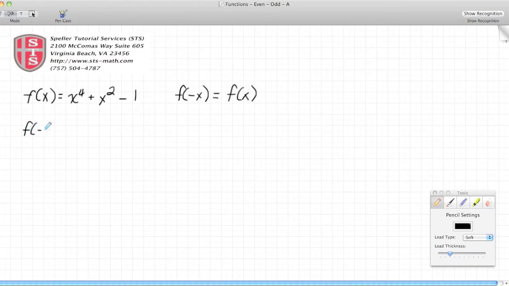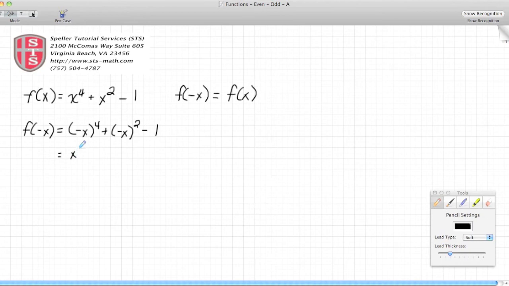I'm going to take f of negative x, which means everywhere that I see x, I'm going to replace it with negative x. So I have the quantity negative x raised to the fourth power plus the quantity negative x raised to the second power minus 1. I need to evaluate each one of these terms. I know that whenever I have a quantity that's negative and it's raised to an even power, the output or the outcome is actually going to be positive.